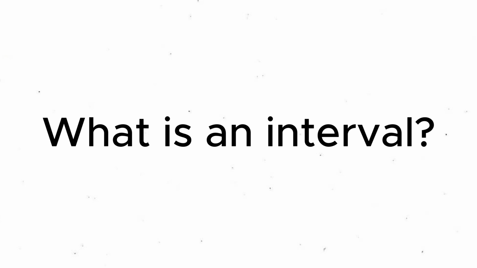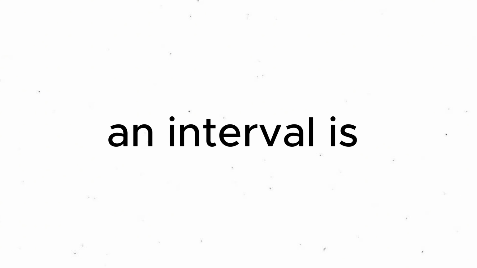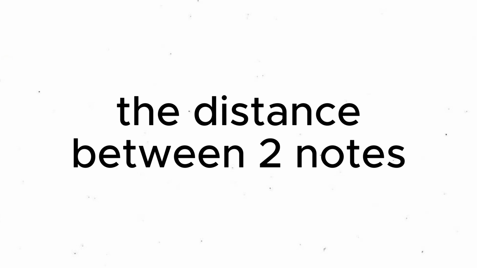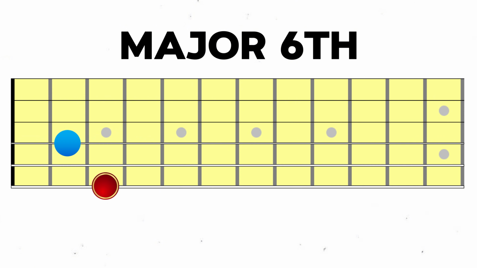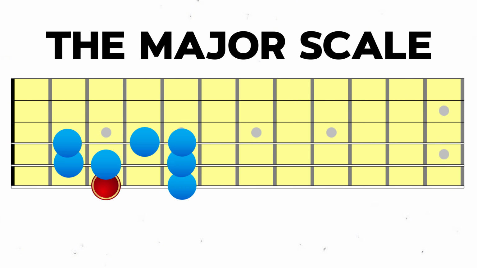What is an interval? Well, an interval is the distance between two notes. For an example, we can start here on G and have an interval here. Let's have a look at the major scale and name our intervals starting from the root.